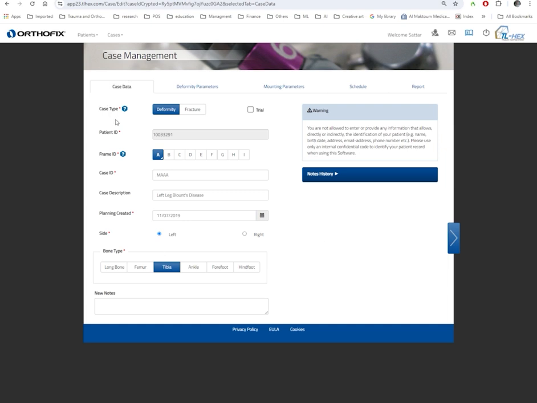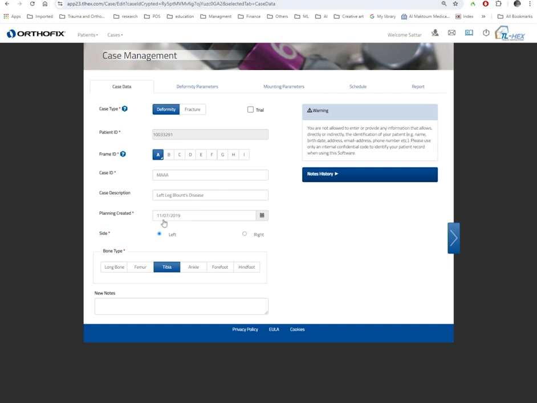We'll start with the case data. Here the case type is a deformity or is a fracture. Of course, it's a deformity, and this is a real patient, not a trial. The patient ID, I usually use the hospital number, but be careful not to use any identifiable information. Frame ID, I use frame A because it is a singular frame. If there are multiple frames on this child, you allocate a letter for each frame. Case ID, I usually use the initials. I'm AAA. Then the case description is left leg Blount disease.